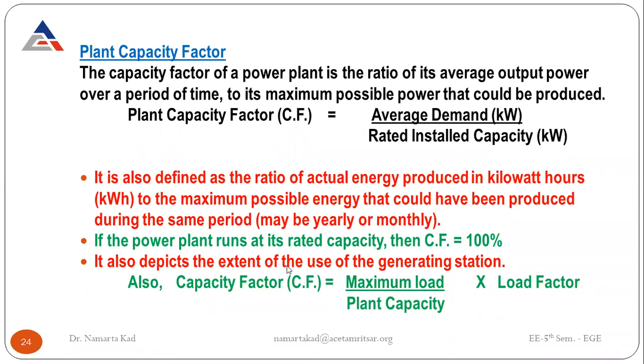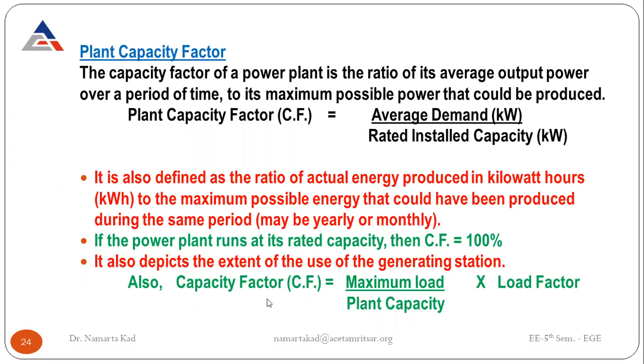It also depicts the extent of the use of the generating station. मतलब हम उस particular generating station को कितना use कर रहे हैं, ठीक है? That is how much we are going to use that generating station. If it is used fully to its installed capacity, then the capacity factor is 100%. ठीक है, अगर हम full use नहीं कर रहे, 80% use कर रहे हैं, then it is accordingly less.